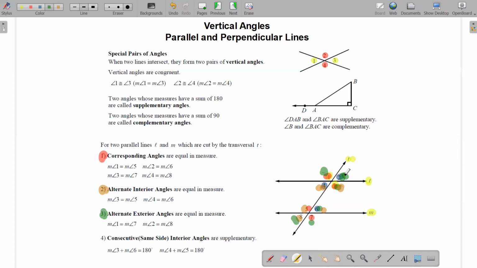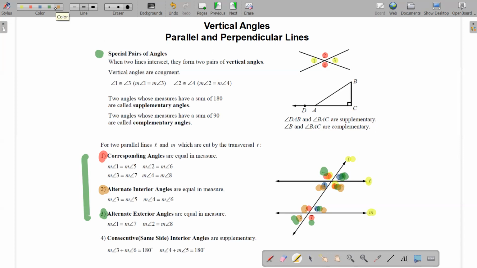So in a situation where many lines cross each other, you can find many similarities. How to identify them? You need to remember the special pairs of angles and these three: corresponding angles, alternate interior angles, and alternate exterior angles.